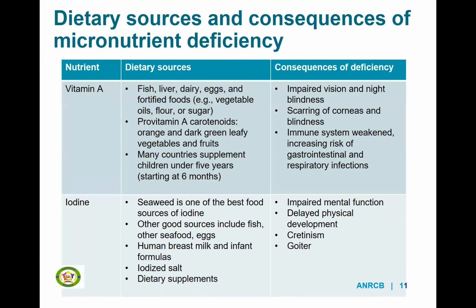Now, let me give you a little bit of detail on some of these big nutrients. So I mentioned vitamin A. Vitamin A comes from animal sources, from vegetables and fruits that are orange or dark green. Sometimes they come from supplementation that is given to children, and having deficiency, as we discussed in the earlier slide, can affect vision, immune system, and other processes. Iodine is a mineral. You can find it in seaweed, seafood. You can find it in supplements and fortified products like iodized salt.